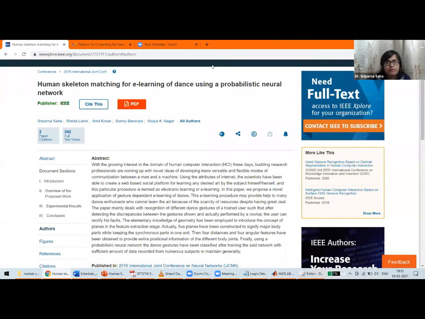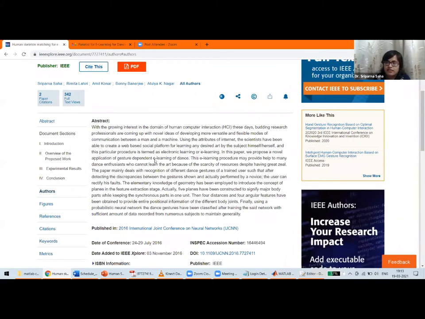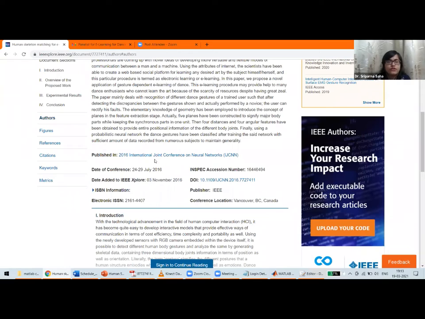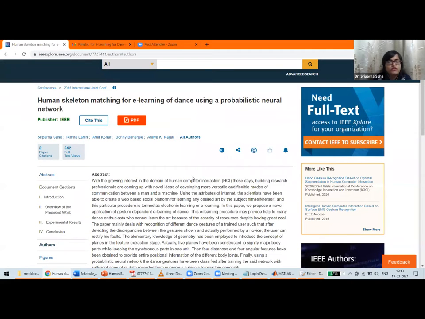today. This paper was published by the IEEE in the International Joint Conference on Neural Networks, IJCNN. This is one of the flagship conferences by the IEEE. The conference was organized during 24 to 29 July 2016, and the conference location was Vancouver, Canada. So there this paper was published, and these are all the authors of the paper.